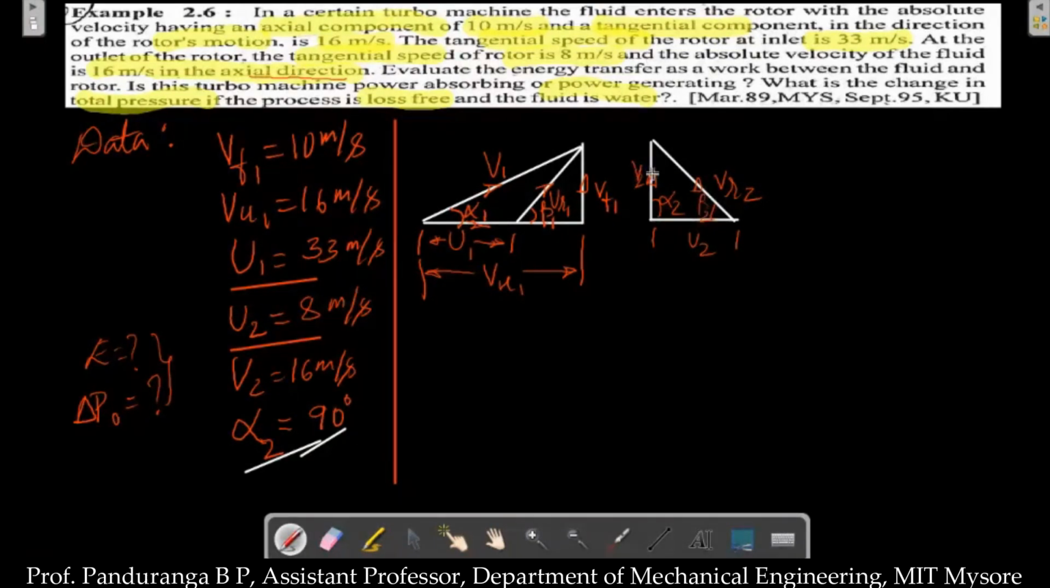So V2 and Vf2 are same, because the angle of V2 is 90 degree. So V2 is a vertical line. For vertical lines, we don't have any horizontal component. So V2 and Vf2 will be same. So now we have constructed the velocity triangles. Now we need to calculate the energy transfer.